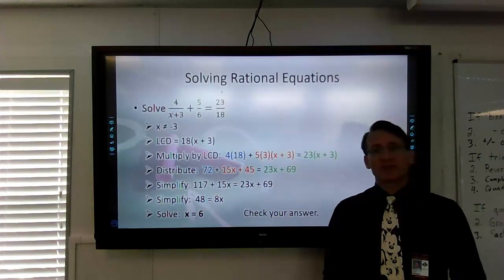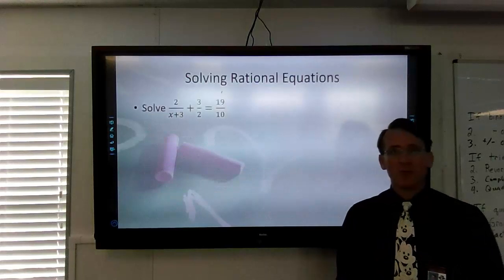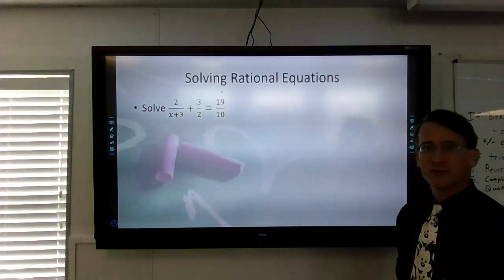Take a moment and let's try this one. I'll give you a couple of minutes to work it out and then we'll go over the solution.